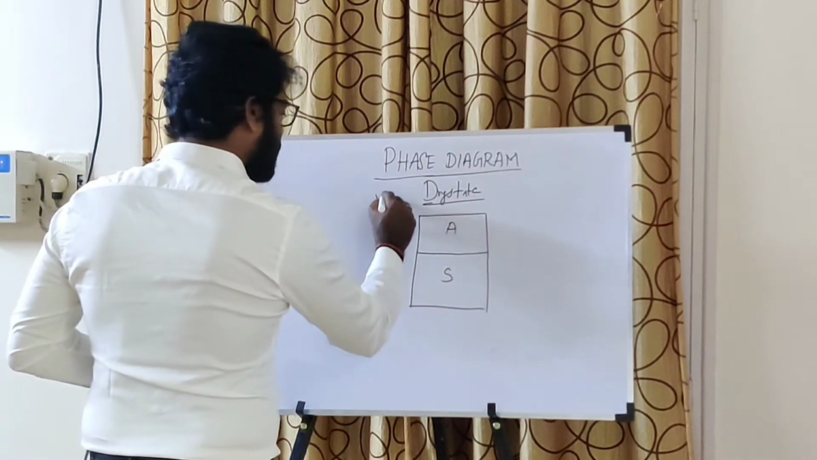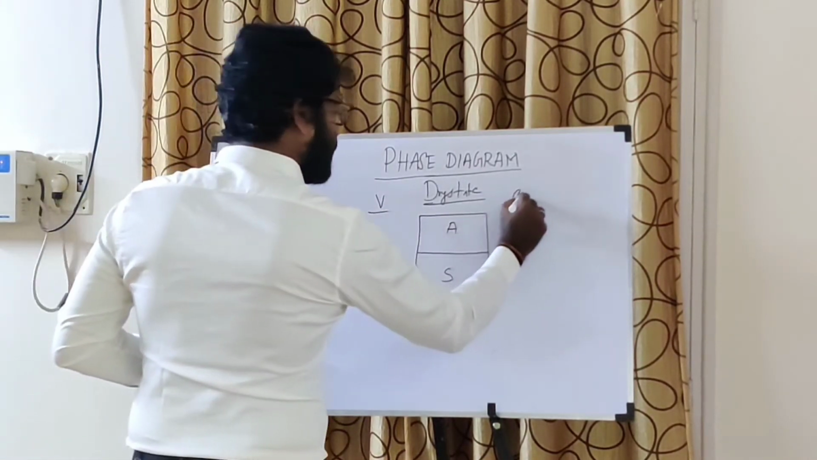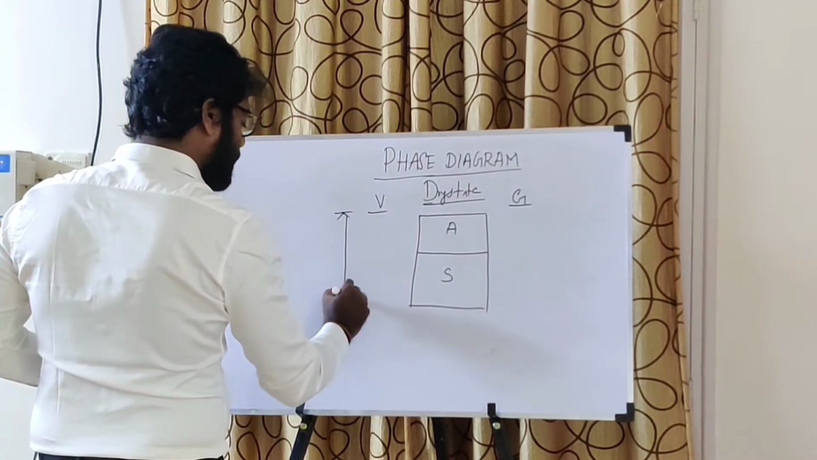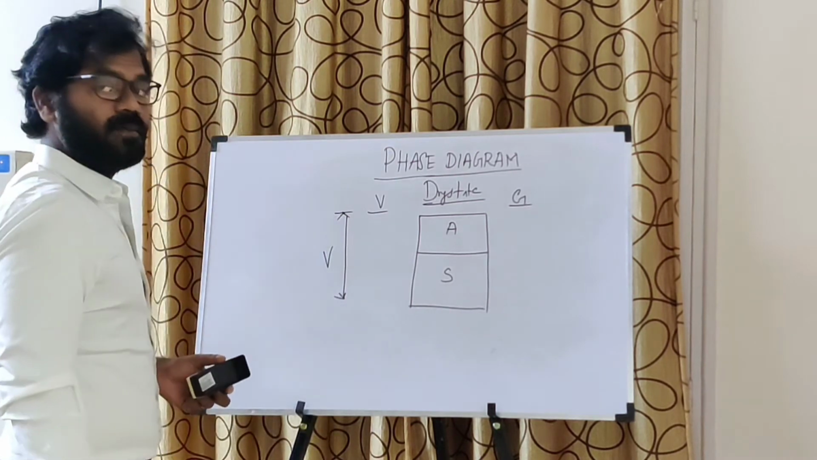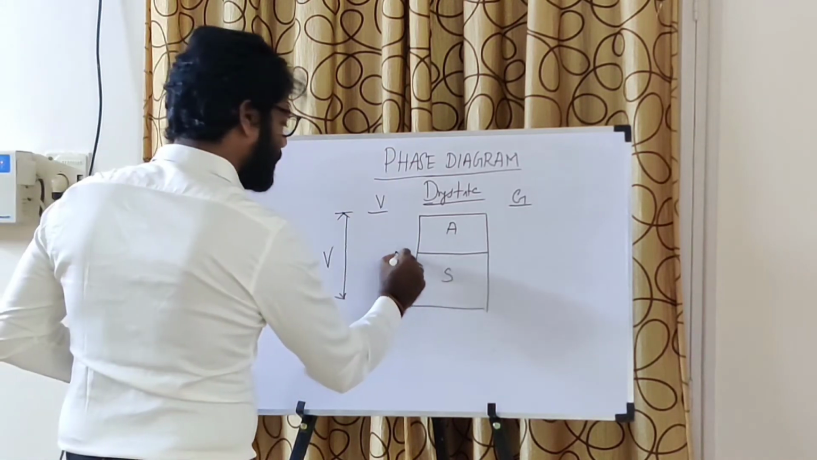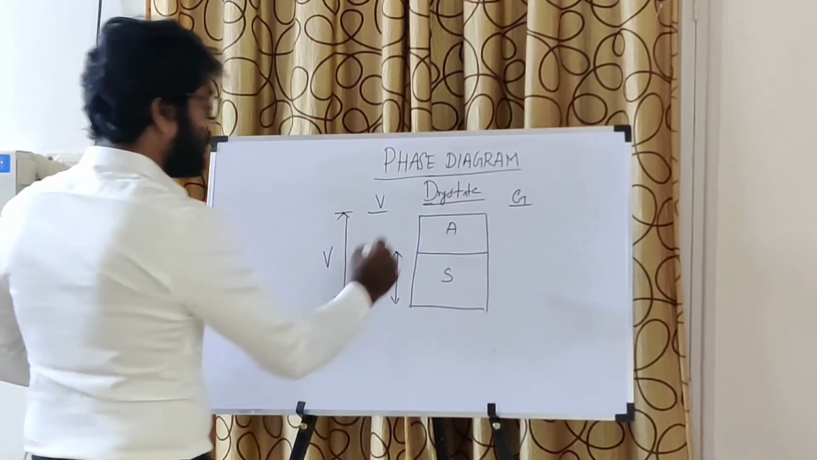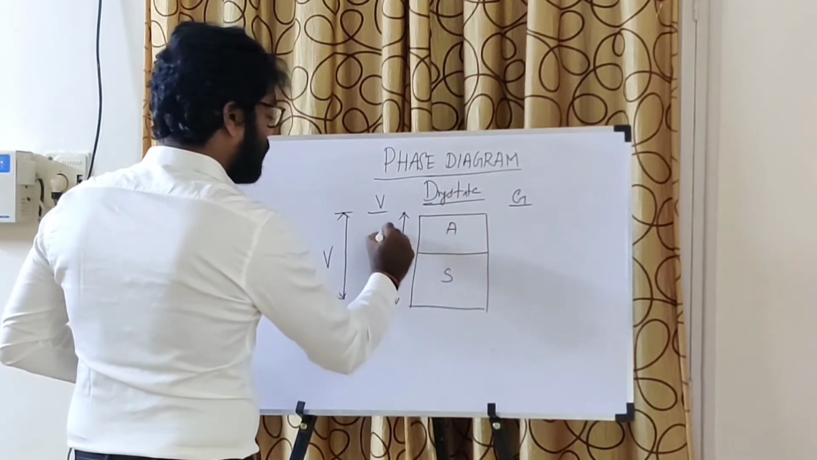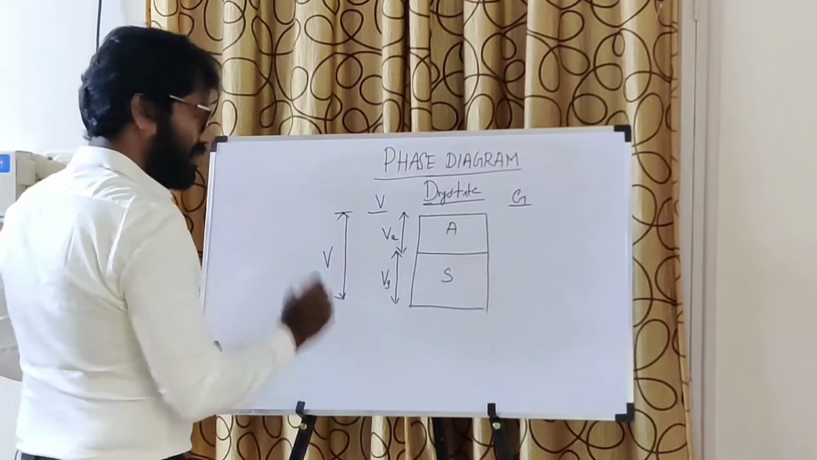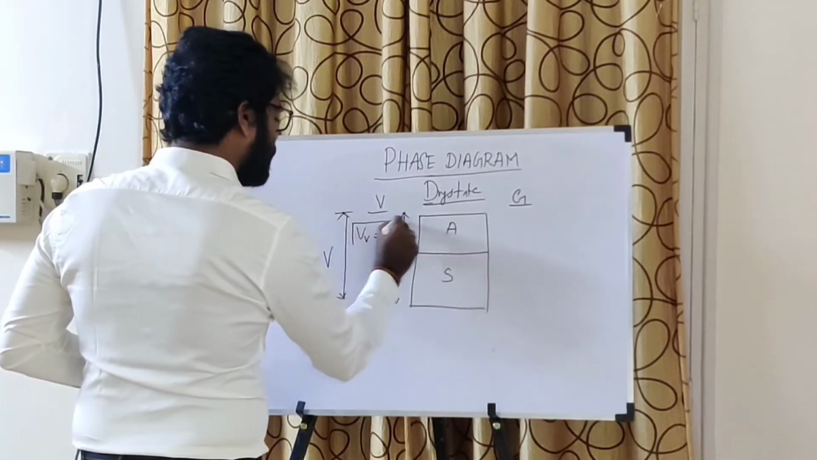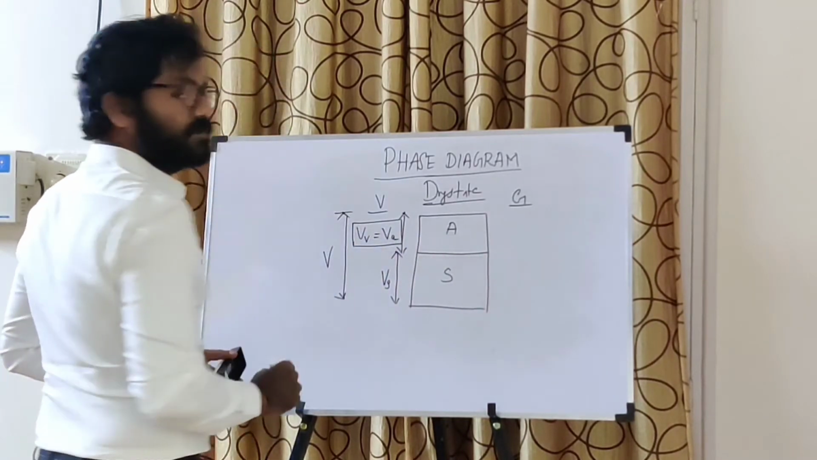Again we have to talk about volumetric representation and gravimetric representation. So the total volume of the soil mass, capital V, the total volume of the solids, and the total volume of the air. And here this volume of air is equivalent to volume of voids, right?